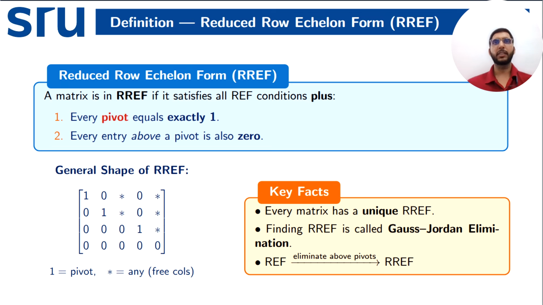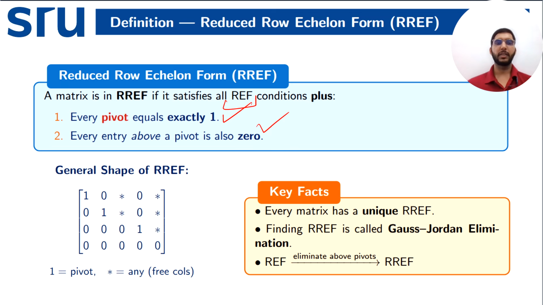So now let us move to the definition of RREF, that is reduced row echelon form. It is simply a more refined version of row echelon form. A matrix will be in RREF if it satisfies all conditions of row echelon form, plus two additional conditions. Now let us know about these two conditions in detail.